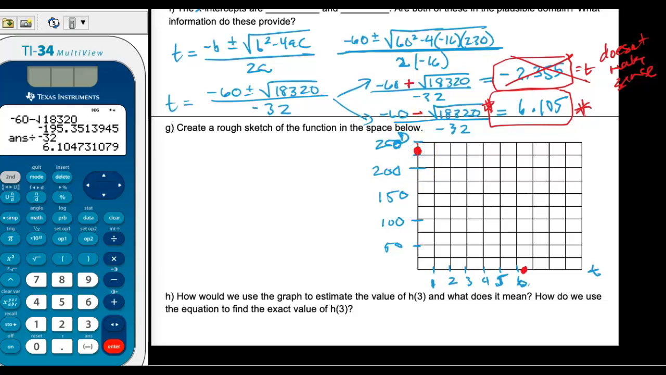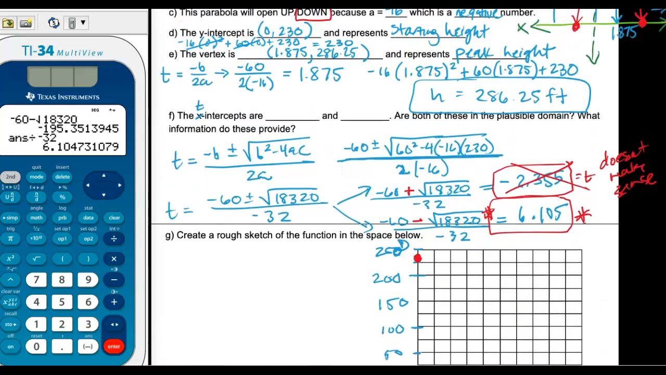And so we know that it's going to go up and peak. We're going to graph the vertex. So I'm going to go up top here. We're going to find the vertex again. So the vertex is 1.875, and I'm going to write it down here.